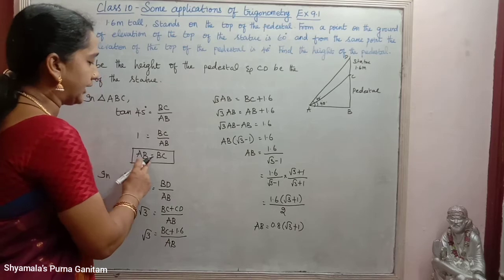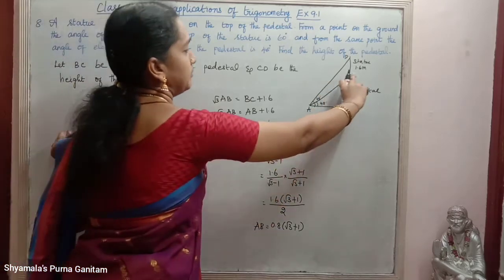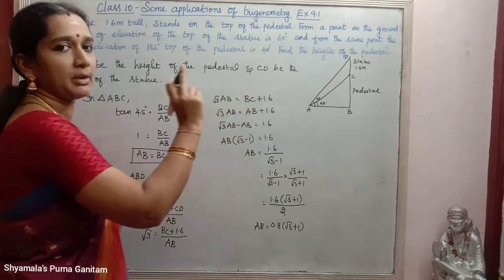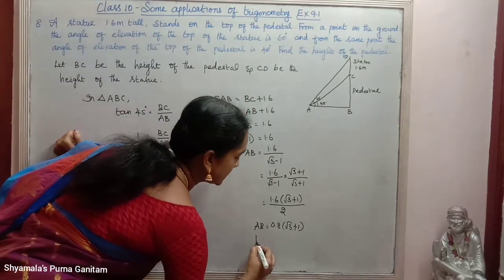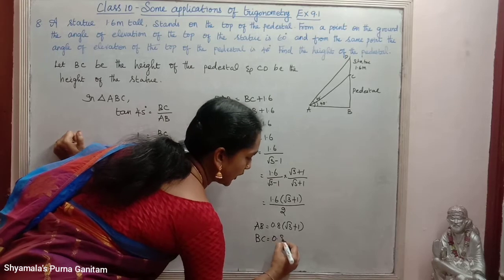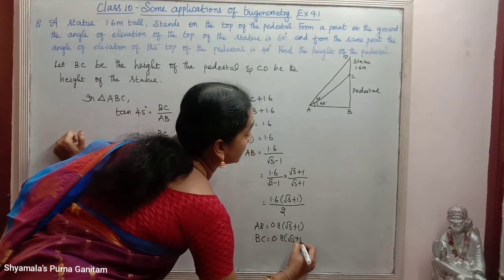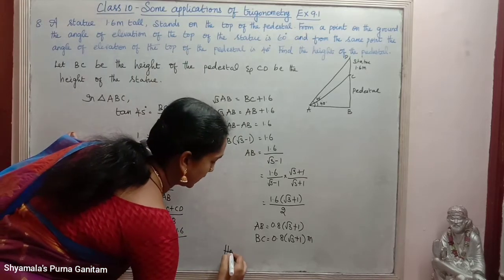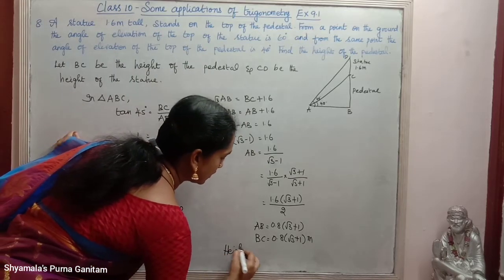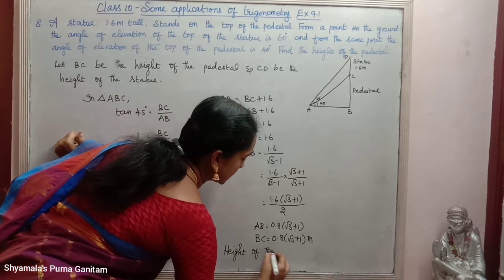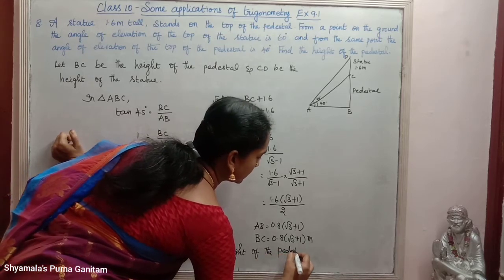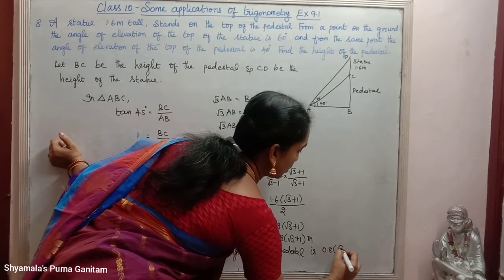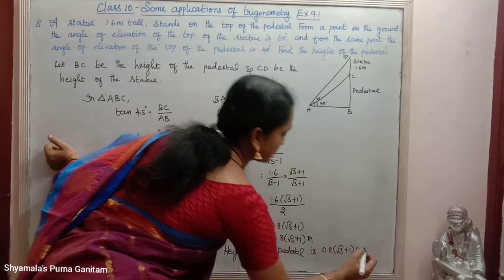So already we got AB is equal to BC. The BC is nothing but the height of the pedestal. So BC is equal to 0.8 into root 3 plus 1 meter. That is, the height of the pedestal is 0.8 into root 3 plus 1 meter.